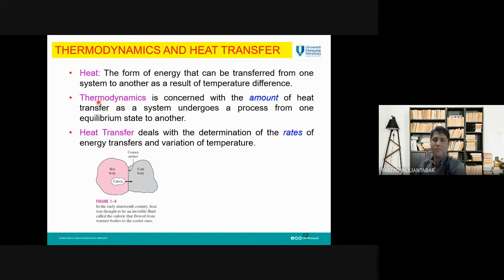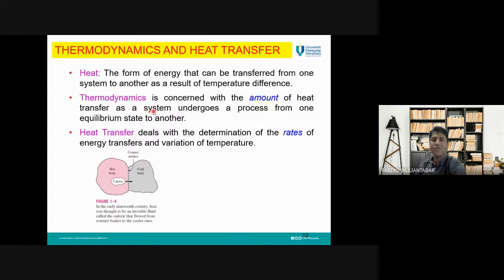Thermodynamics. I think most of you already know about thermodynamics, which is the science of heat and power. But thermodynamics usually is concerned with the amount of heat transfer. Even in thermodynamics we are dealing with heat transfer, but in thermodynamics we also had the power. We also included the power, the work, and so on.